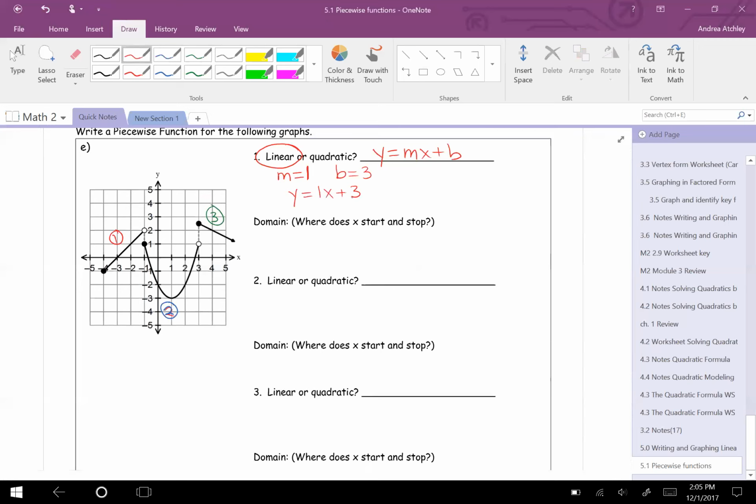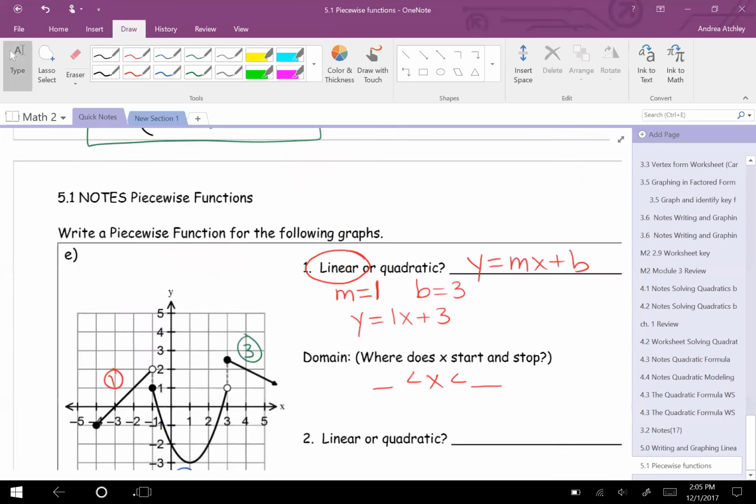Any questions over that? So now again, we want to write the domain, and we want to know where does x start and where does it stop. So I put x, I have less than. Okay, before we do that, we need to review. I'm gonna write this up here.